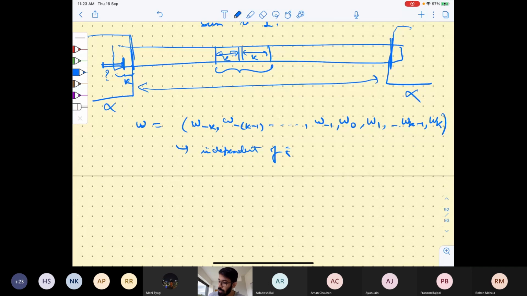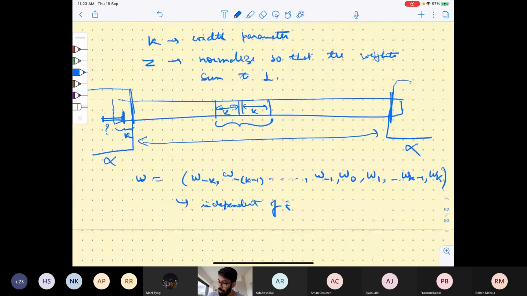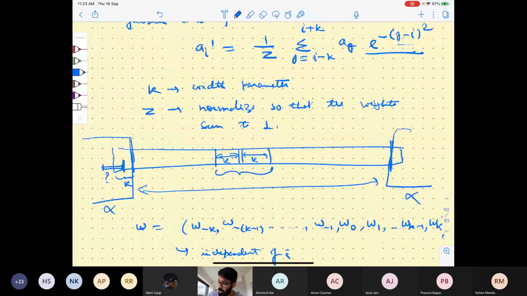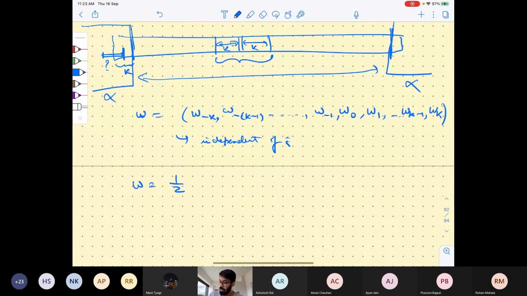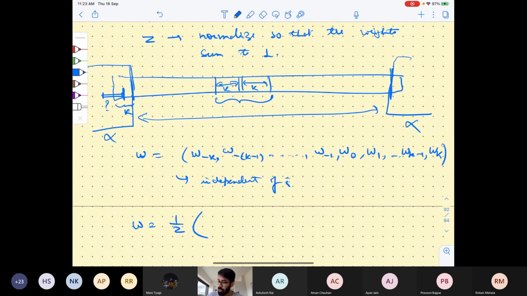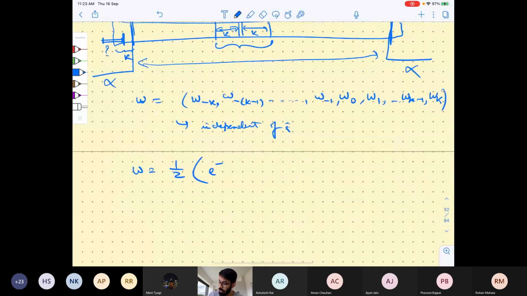So, for example, in case of this Gaussian smoothing, what is this W going to be? W is equal to 1 over Z, and then you get e to the power minus k square, e to the power minus (k minus 1) square, and so on. Then you get e to the power minus 1, then e to the power 0, which is 1, then e to the power minus 1, and then the same thing again, up to e to the power minus k square. Right? So in case of Gaussian smoothing, it will come out to be this.